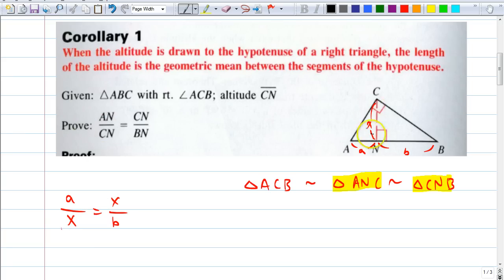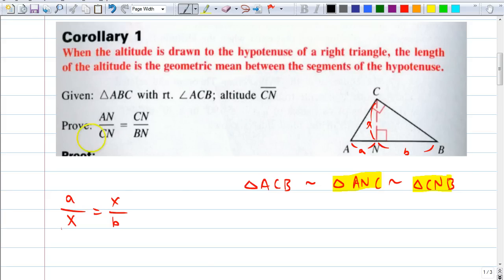So you get Cn, which is the shorter side of the one on the right, over the longer side of the one on the right. Do you see how that works? Do you see how these are the corresponding sides of similar triangles? It's just that Cn and Cn happen to overlap. Does that make sense? That's why Cn is the geometric mean.